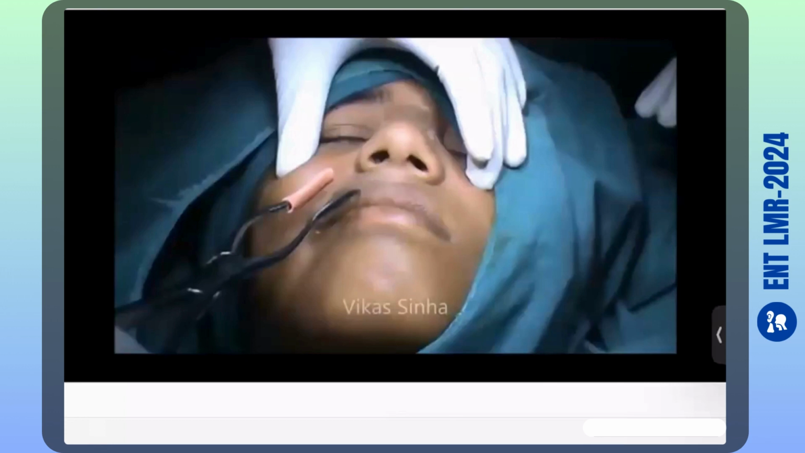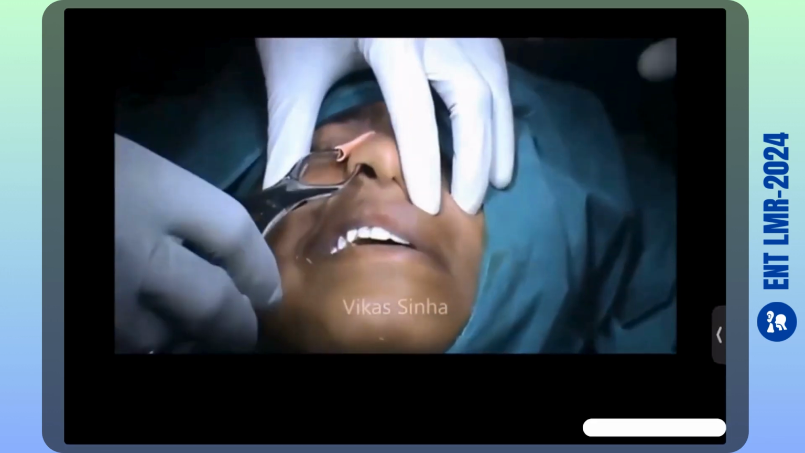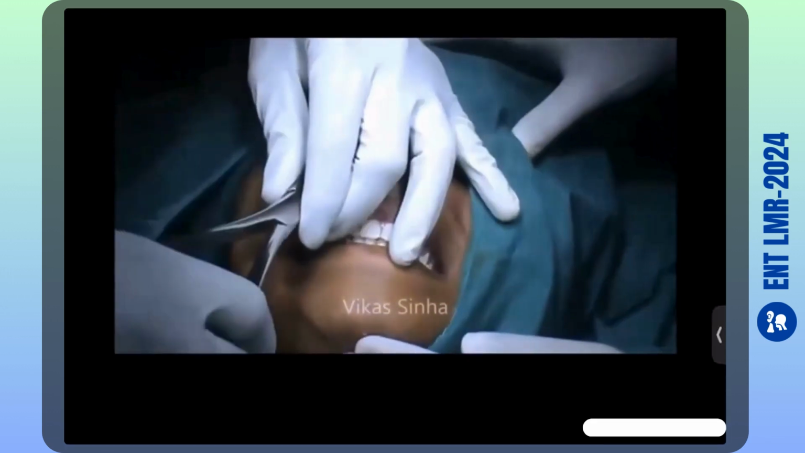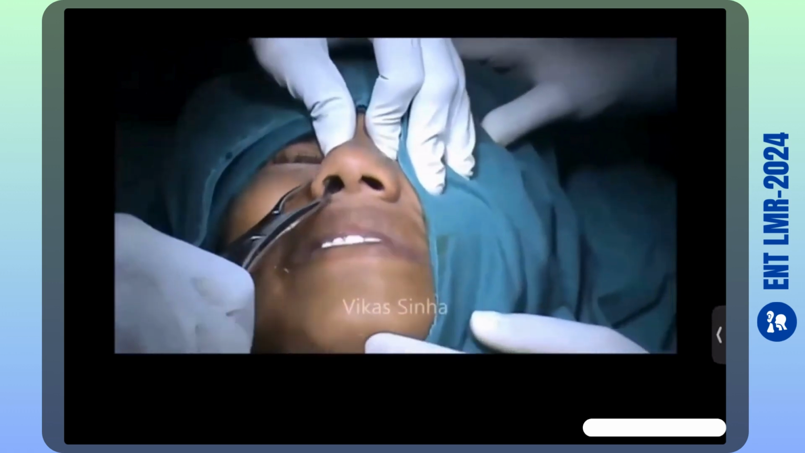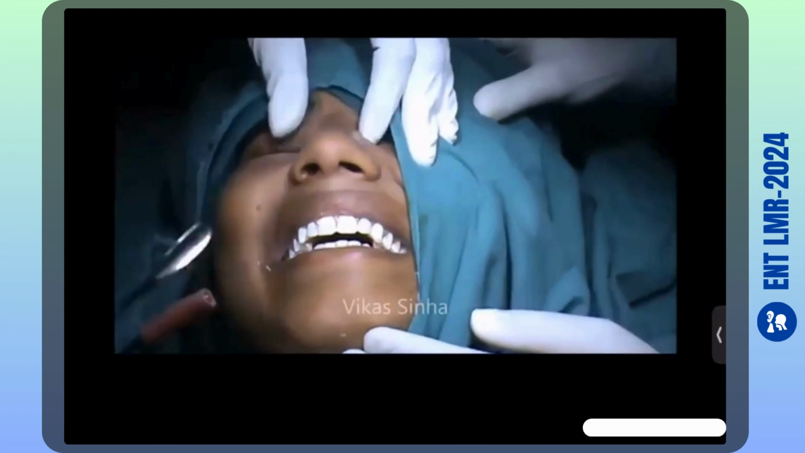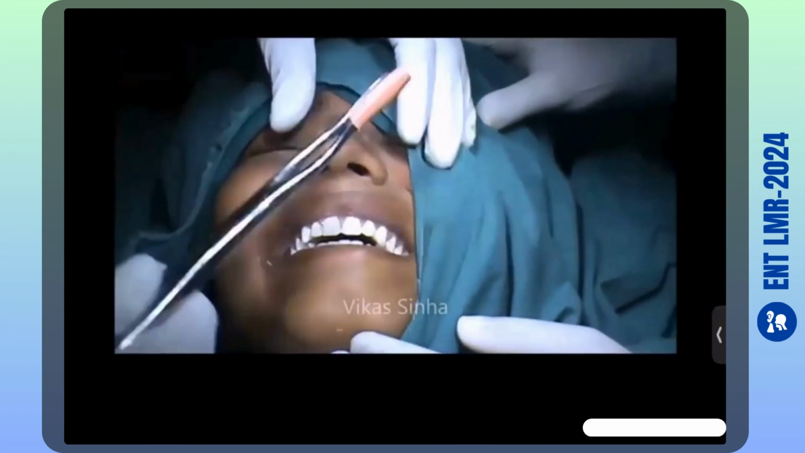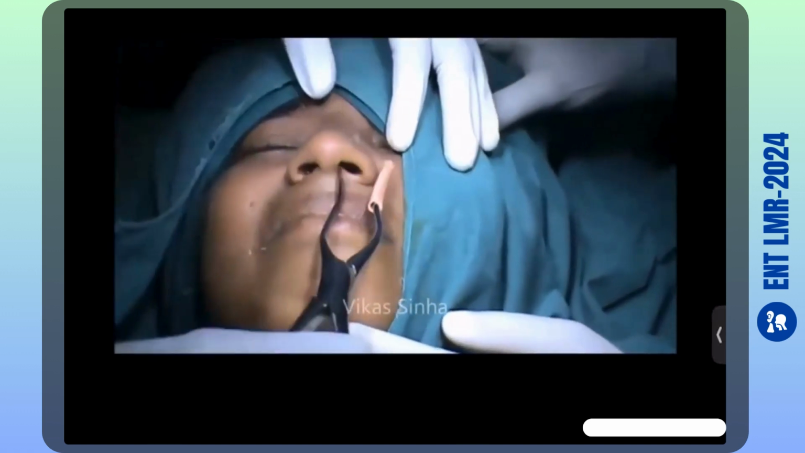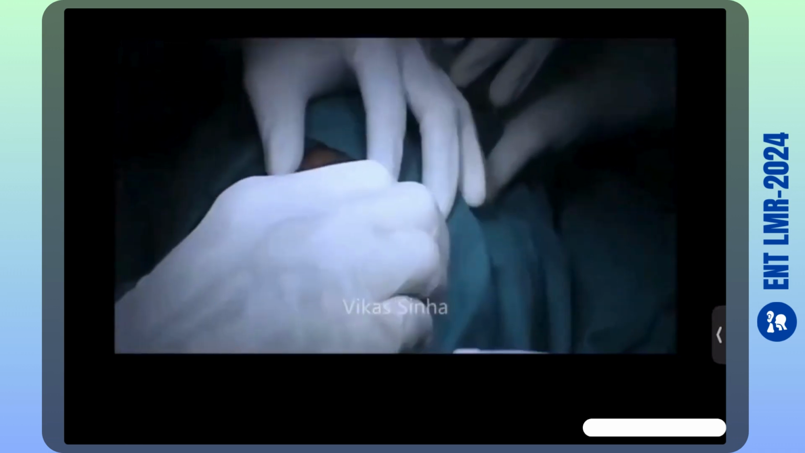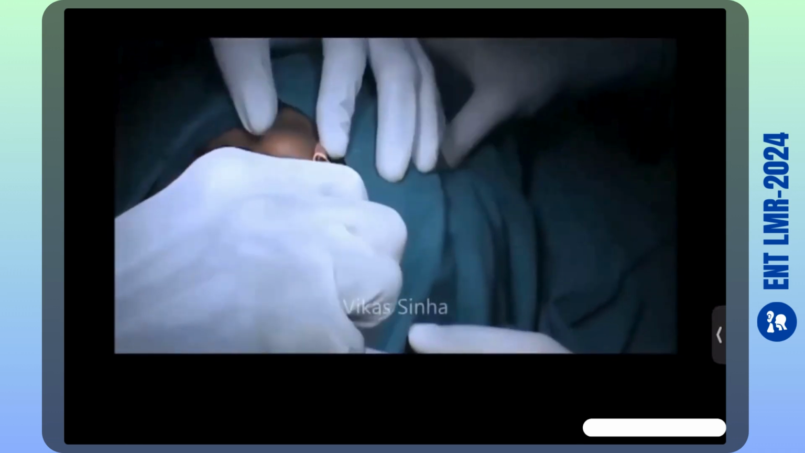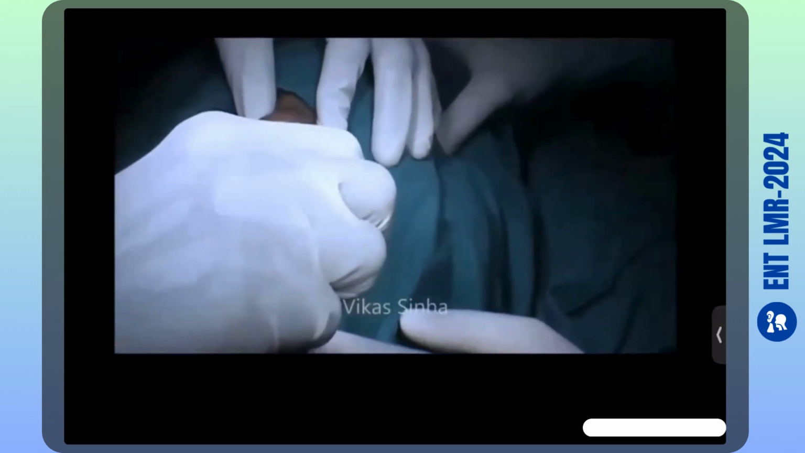This is nasal bone fracture reduction with Walsham forceps. Can you see? We are not putting any incision. We are just introducing the instrument, and we are just repairing the fracture site. This is nasal bone fracture reduction.